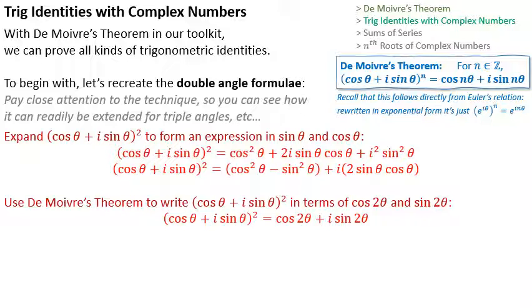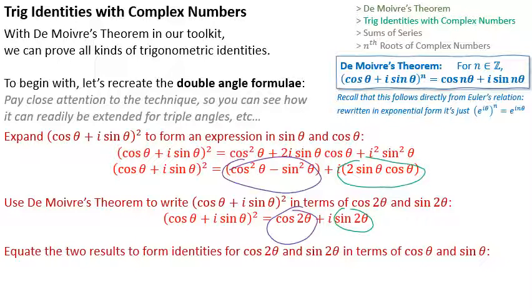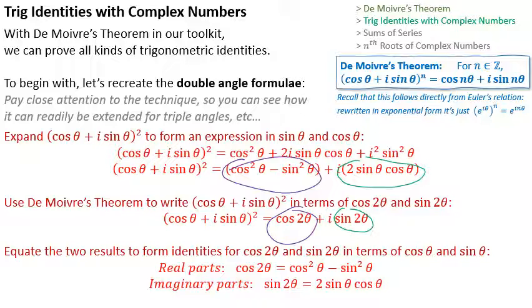And all that remains to do is to compare the real components of these two sections. There's the cos 2 theta, the real bit, and here's cos squared theta minus sine squared theta, the real bit up at the top there. And then the imaginary components, the sine 2 theta and the 2 sine theta cos theta. If we compare those two, that will give us our double angle formulae. So now we know that cos 2 theta is cos squared theta minus sine squared theta, and sine 2 theta is 2 sine theta cos theta.